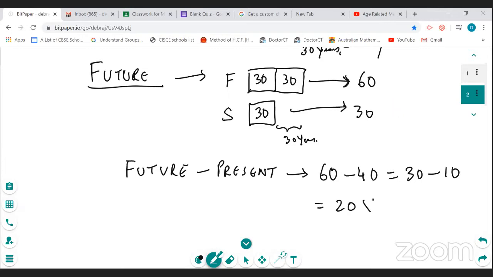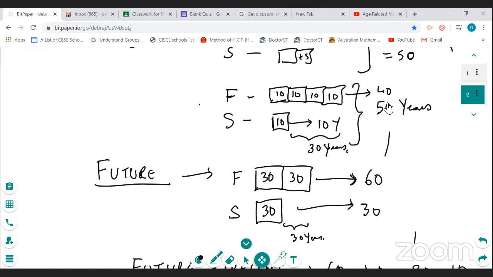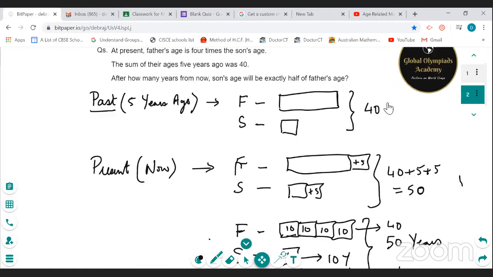So after 20 years, the father's age will be twice of the son's age, or son's age will be half of father's age. I hope you understood the application of the principles which we used. So we actually tried to find out in this problem initially that where are the connections. So first we found out that there is a connection that in the past, the sum of their ages is 40. Okay, and we know that how many years back this happened. So there is a connection, as we saw in the first principle, that the sum of their ages increases or decreases by the number of people into the number of years which has gone by.